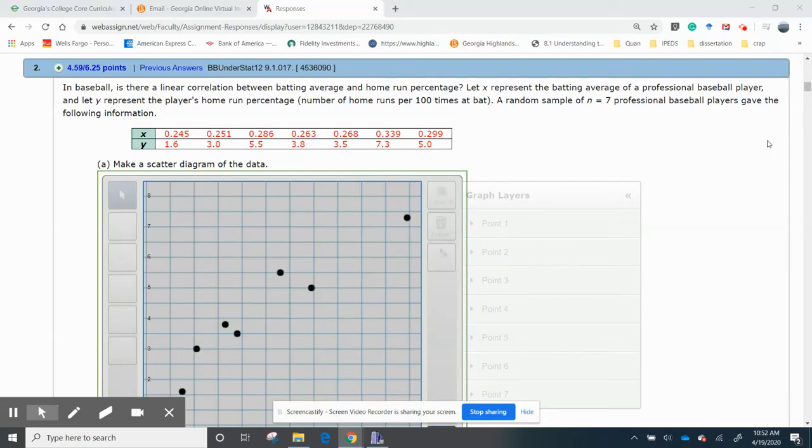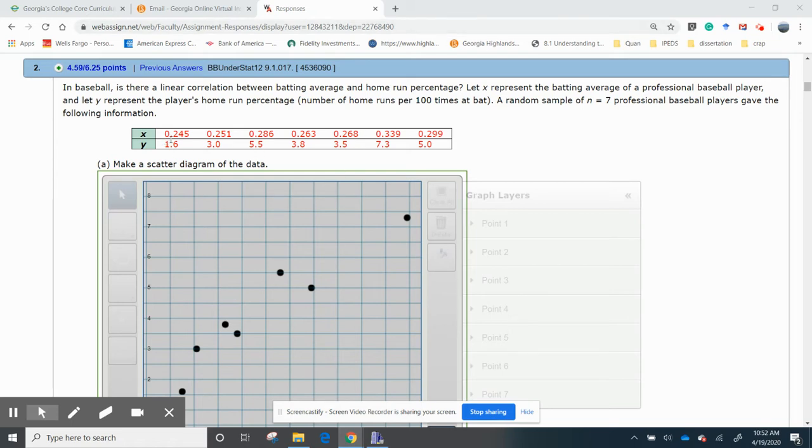Hi, I was going to show you how to do one of these problems for 9.1 in your calculator. So let's do this problem. In baseball, is there a linear correlation between batting average and home run percentage? Let X represent the batting average of the professional ball players, and let Y represent the player's home run percentage, number of home runs per 100 times at bat. A simple random sample of 7 professional baseball players is given with the following information.